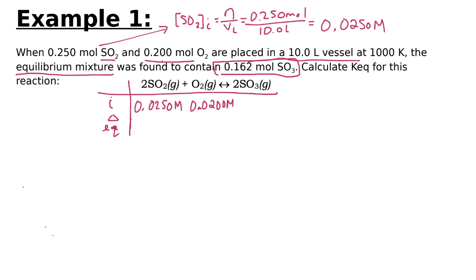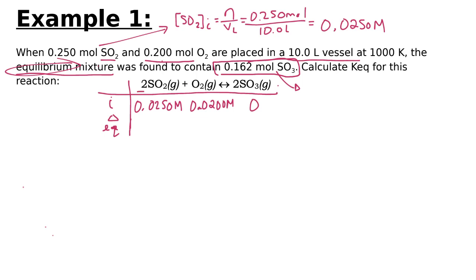Initially, I have no product. So initially, my SO3 amount is 0. I know that they gave us a value over here, but remember, this was at equilibrium. So that's not the initial. And then we're going to move along and we're going to look at the change in concentration over time.